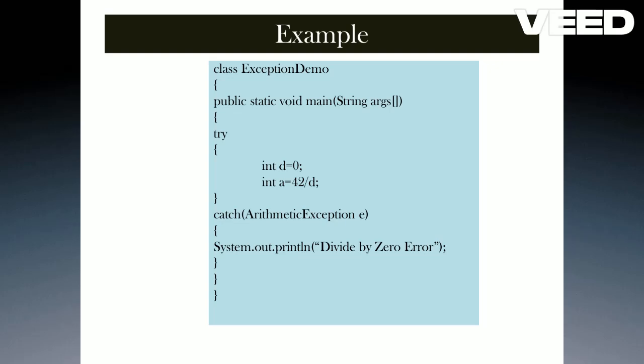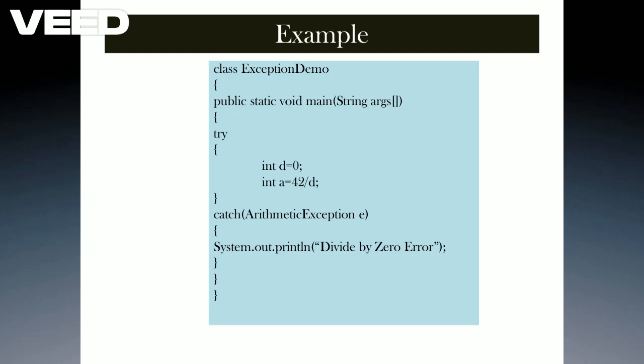Here, the same example we are seeing with the try and catch block. In this class ExceptionDemo, in the main method, public static void main, we are writing a try, inside that we are initializing d equal to 0 and initializing a equal to 42 by d. Now we are throwing a catch. We catch the arithmetic exception. The system will provide System.out.println, which will print divide by 0 error.